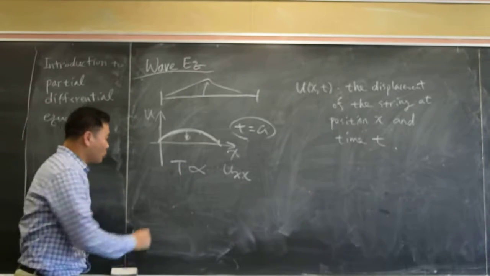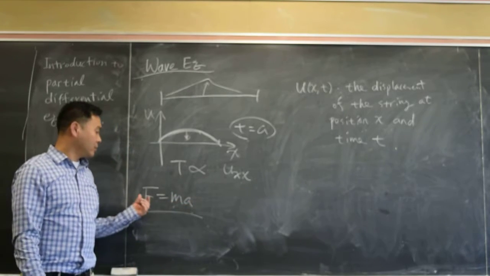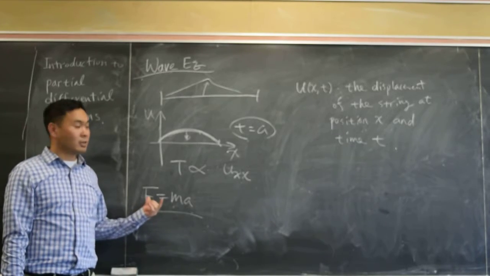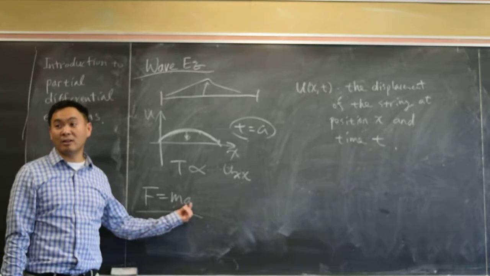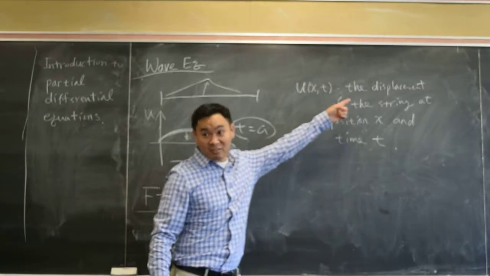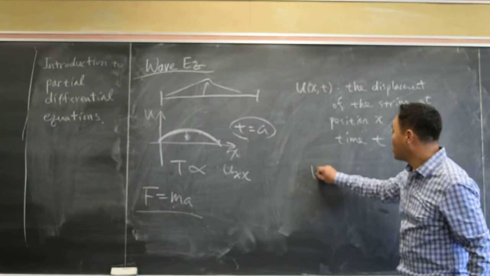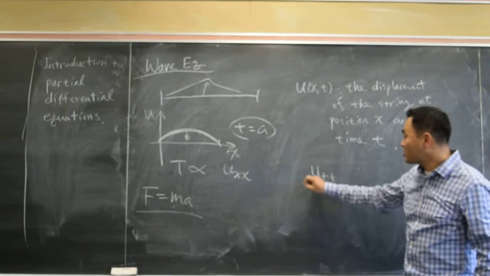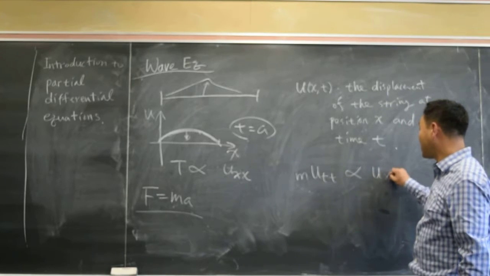Now, what does F equals ma say? If you have a force, what does it determine? Mass times a, where a is acceleration. Okay, acceleration is what? Second derivative of the position or the displacement. So what you want to say is that u differentiated twice, which is acceleration, times mass should be proportional to u_xx, right?